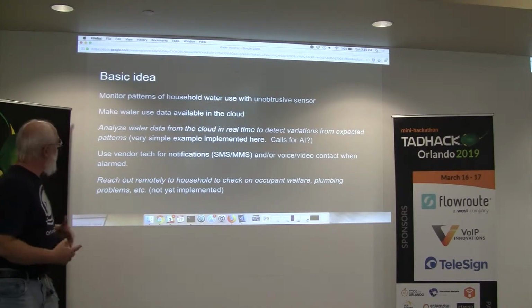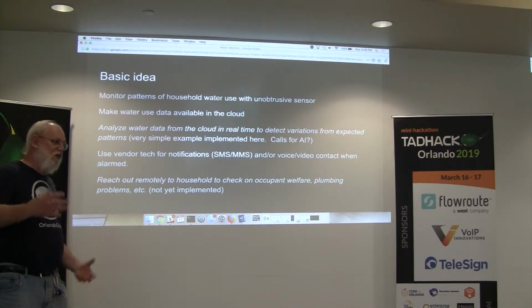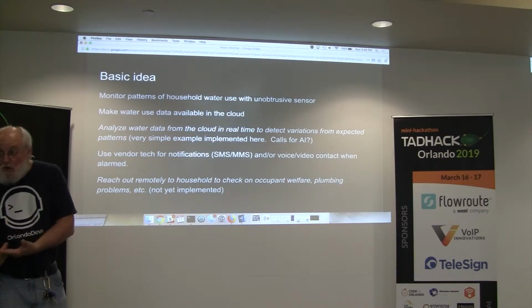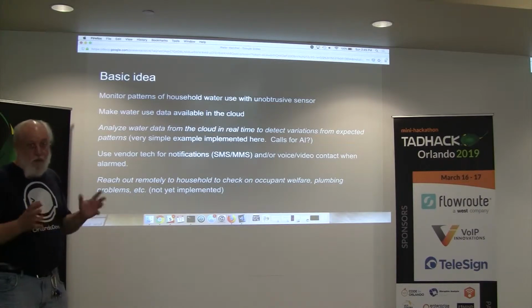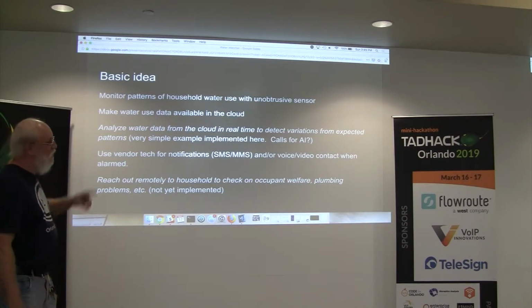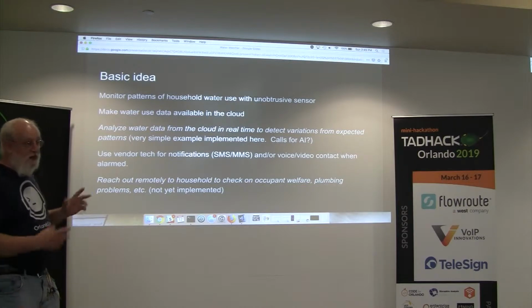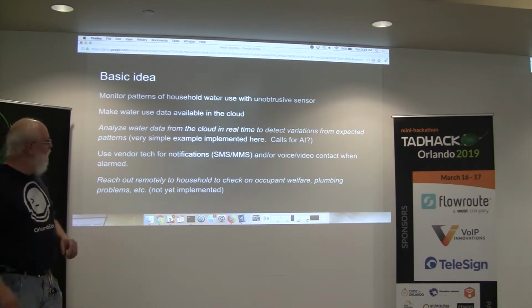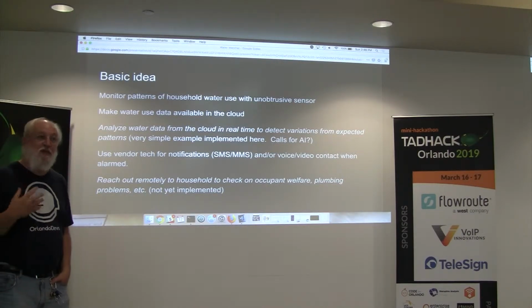The basic idea is to monitor patterns of household water use with an unobtrusive sensor. A camera's pretty intrusive, a microphone's intrusive, but watching how much water you use or don't use is not nearly so intrusive. Make that water use data available privately or securely in the cloud, so push it into the cloud. Analyze the water data from the cloud in real time to detect variations from expected patterns. Now, I just have a very simple example here, which is just, okay, water's running. But obviously, you could extend this a lot in terms of looking for sophisticated patterns.